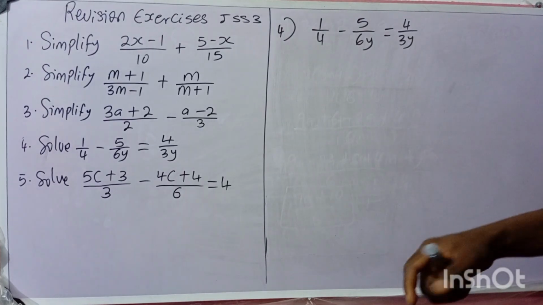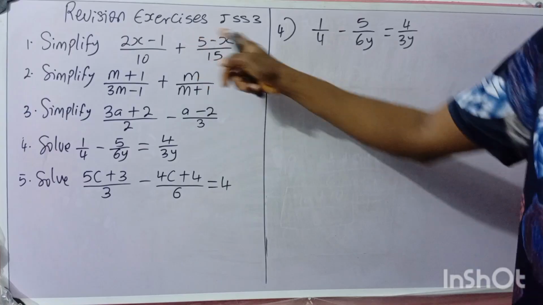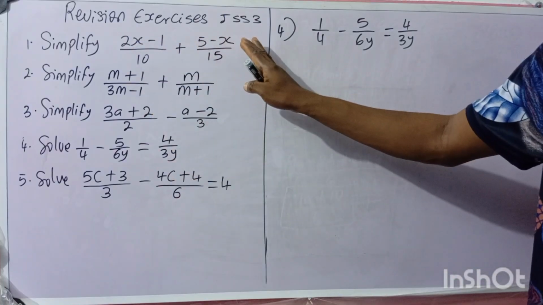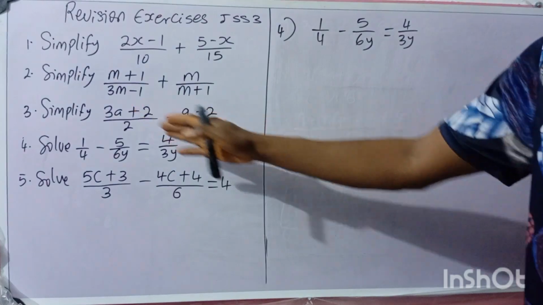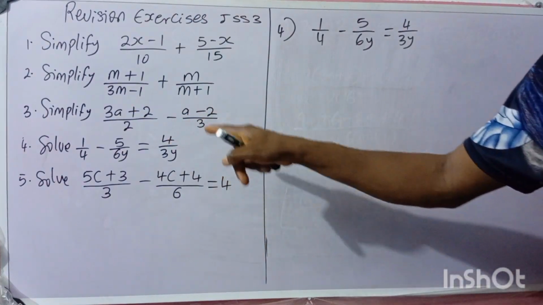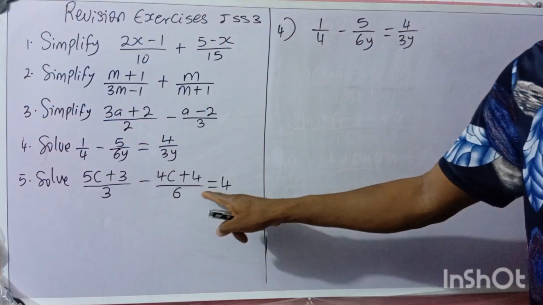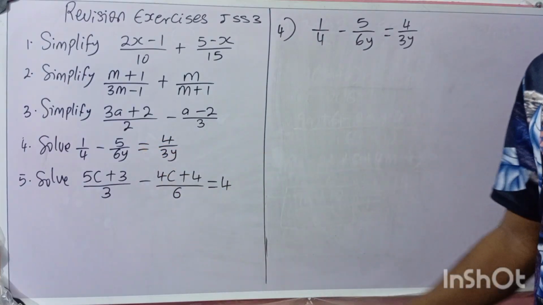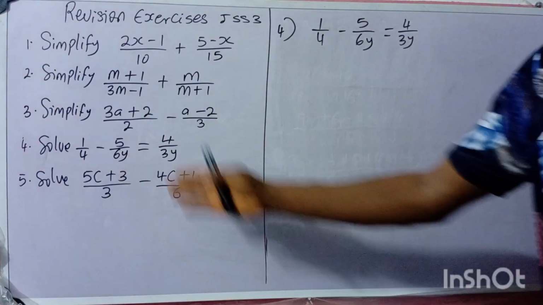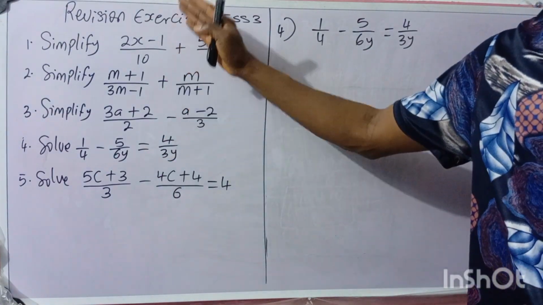In number 4, we are now dealing with an equation. Look at number 1, there is no equal sign in it, so it's an expression. Number 2, the same, is an expression, no equal sign. Number 3 is an expression, no equal sign. But number 4 and number 5 have an equal sign there. That makes it an equation. When there is an equal sign in such a question, you call it an equation. These ones are expressions.